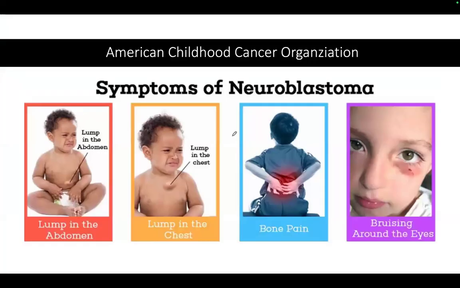According to the American Childhood Cancer Organization, these are the common symptoms of neuroblastoma. In layman's terms, there's a lump in the abdomen, an abdominal mass, there can be a lump in the chest, bone pain, and bruising around the eyes. Now, what do we call clinically the bruising around the eyes? How do we report this in the physical exam?